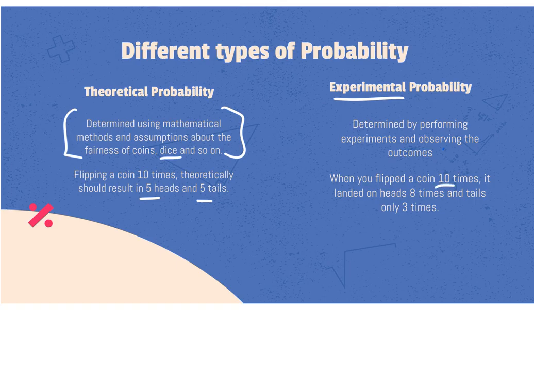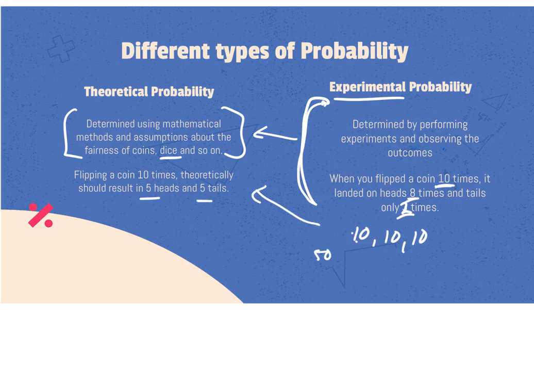So if I flip a coin 10 times, I can get heads 8 times and tails 2 times, because that has to add up to 10. But the theory is the more experiments I do, the closer I get to theoretical. If I flip 10 more times, and then another 10, and another 10, I can start to expect that my numbers are going to be 50-50 between heads and tails.